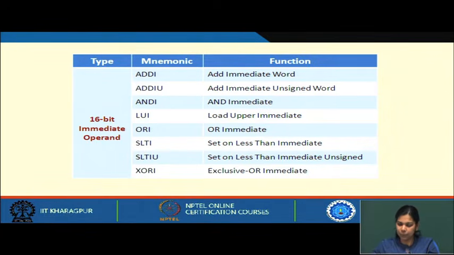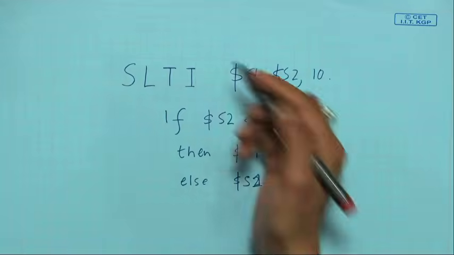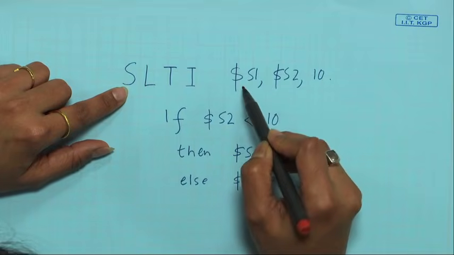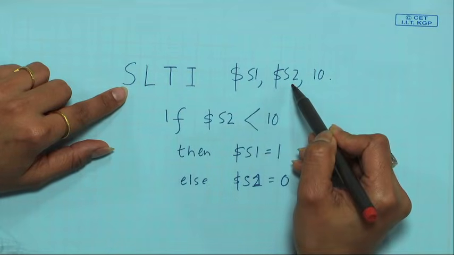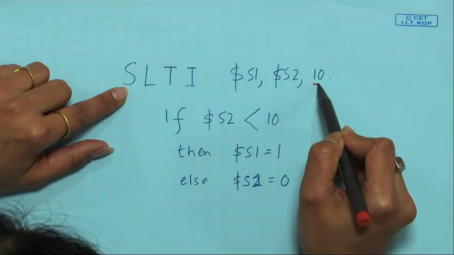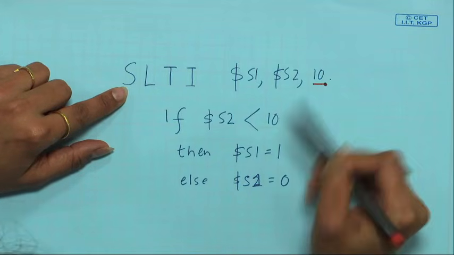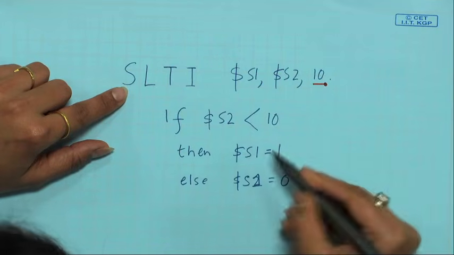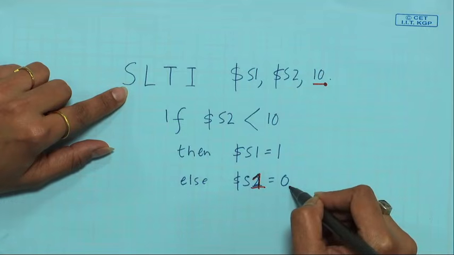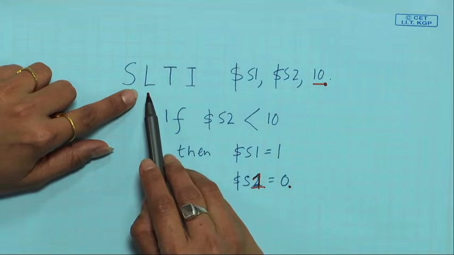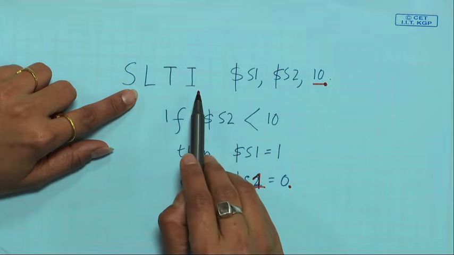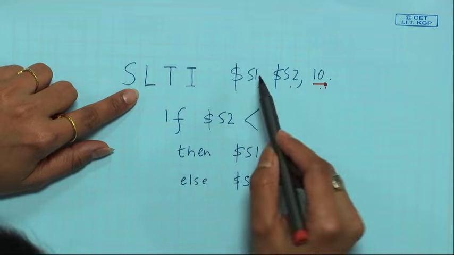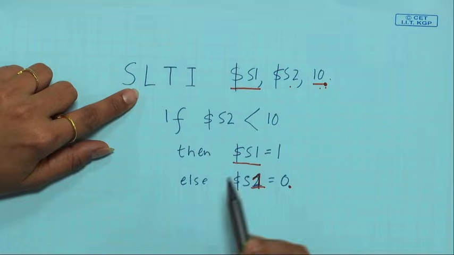You can see that set on less than immediate means that if S2 is less than this immediate value 10, then you set S1 to 1, else you set S1 to 0. So, set on less than immediate: if S2 is less than the immediate, then set this particular value, that is S1.